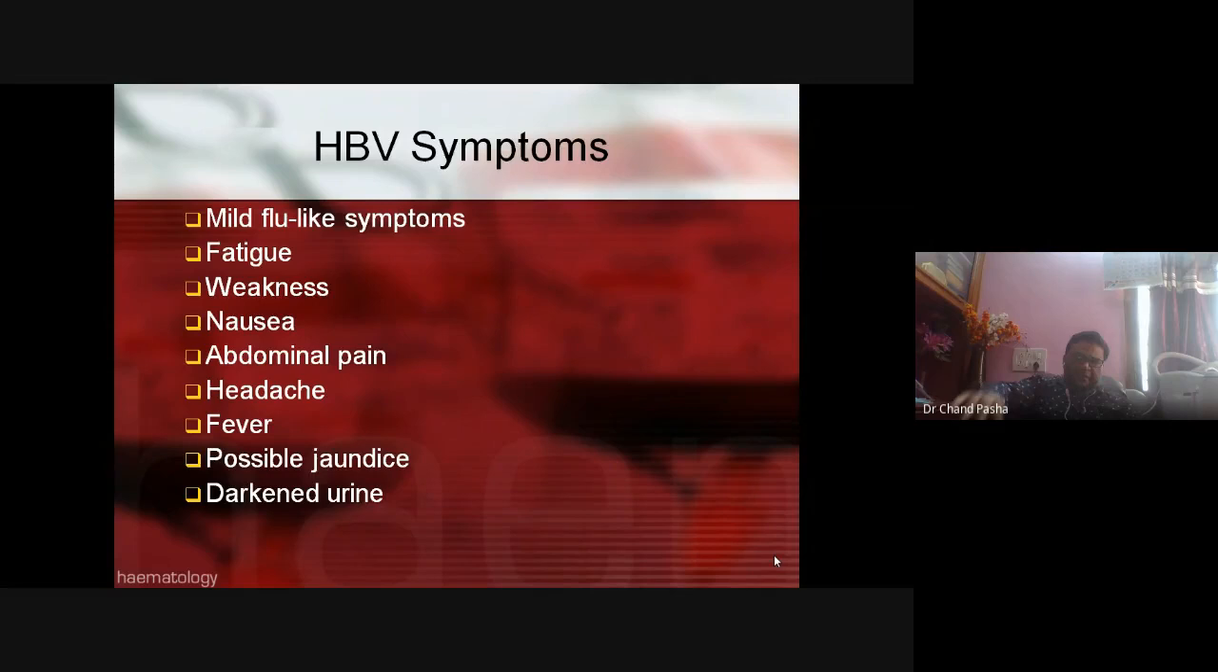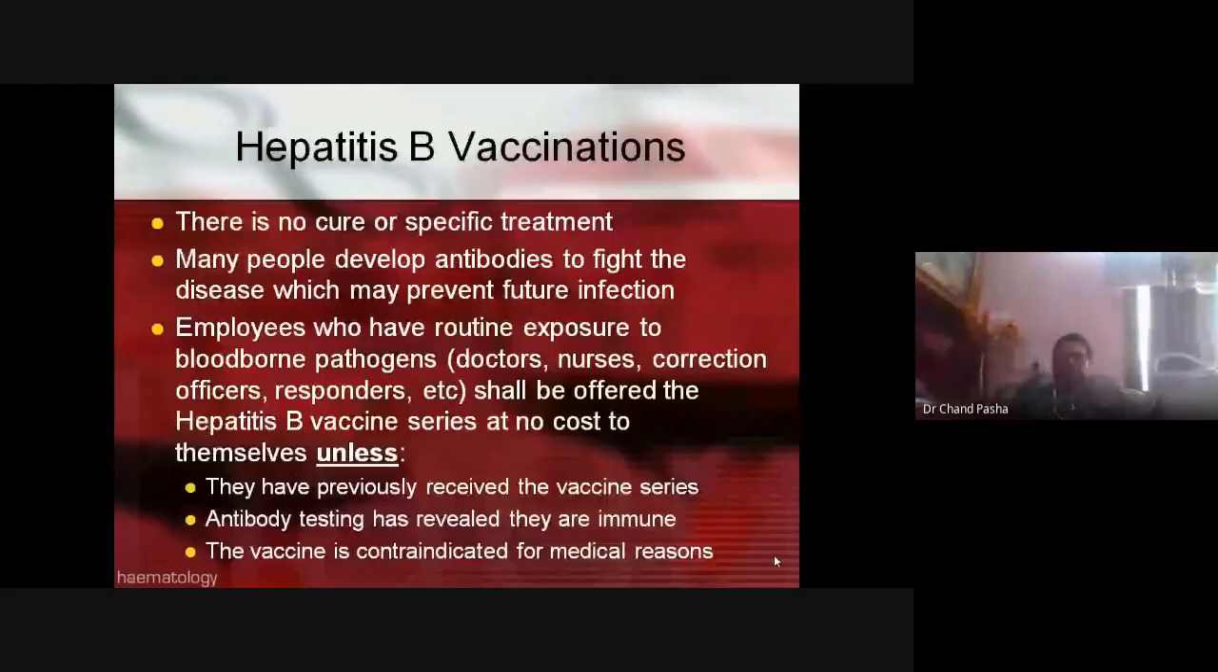And a hepatitis B vaccine is available. It's the best vaccine. I think the government has now made the hepatitis B vaccine mandatory, because it causes liver cancer, which is very dangerous. It is compulsory for doctors and medical healthcare people. But apart from that, it is also better to take the vaccination, so the antibodies will develop, and these antibodies will take care of subsequent infections of the hepatitis B virus.